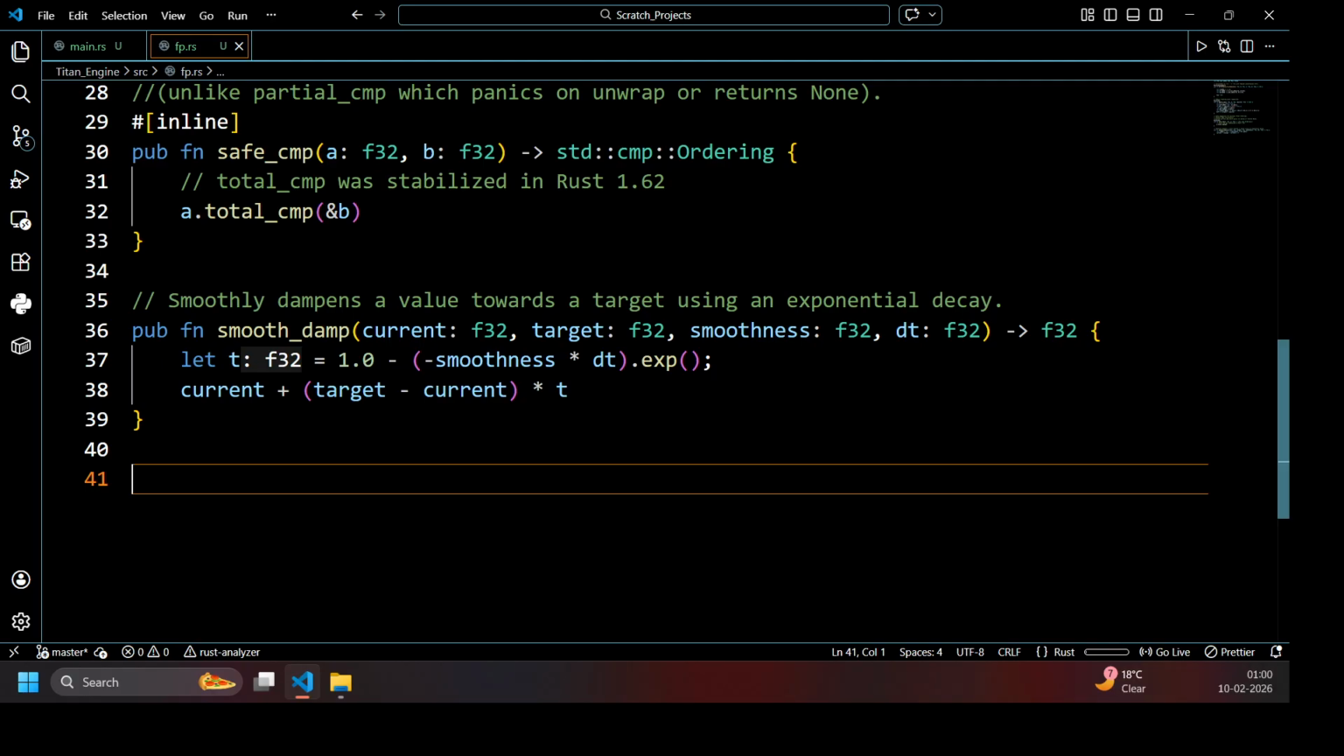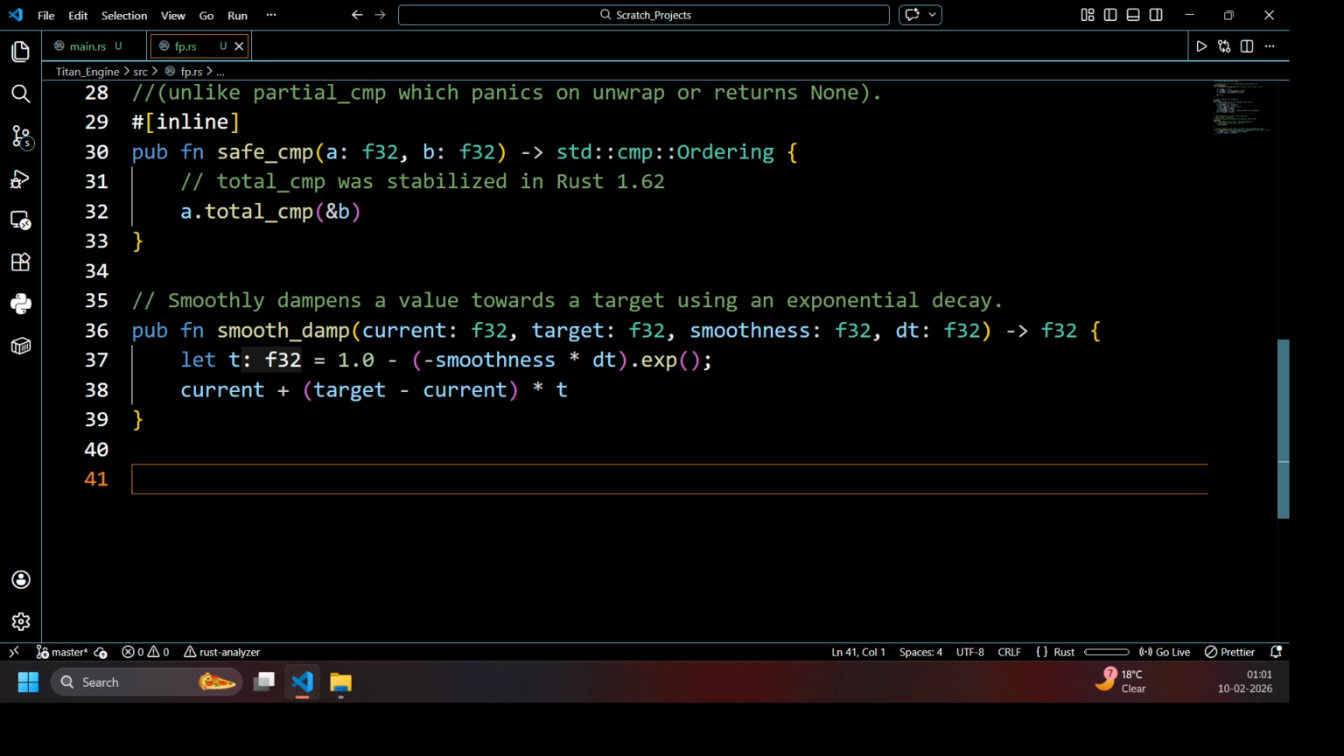You got it. The math perfectly cancels out the frame rate. Whether you call this function 10 times a second or 1,000 times a second, after one real-world second has passed, the object will be at the exact same position in its journey. That is deeply satisfying. It's consistent. And the exponential nature of the curve gives you that beautiful organic feel. It starts fast when it's far away, and then gracefully slows down as it approaches the target.